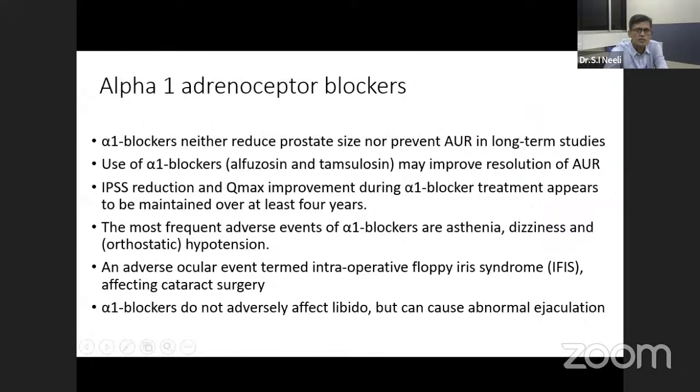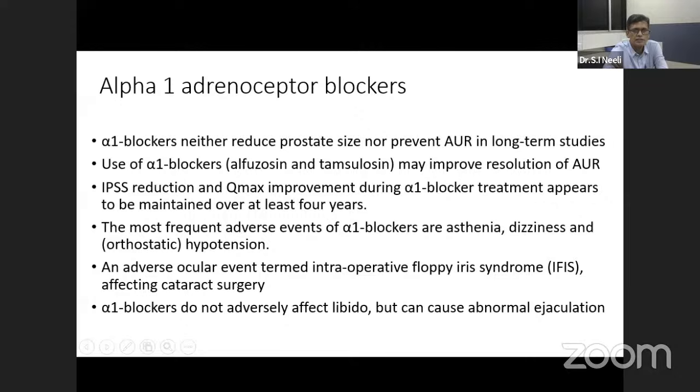The alpha-1 blockers neither reduce the prostate size nor prevent acute retention of urine in long-term studies, but they give significant relief in the short term. The IPSS reduction and Qmax improvement during alpha-1 blocker treatment appear to be maintained for longer durations, including at least 4 years.